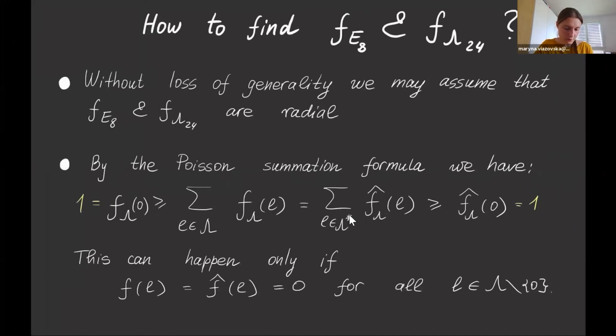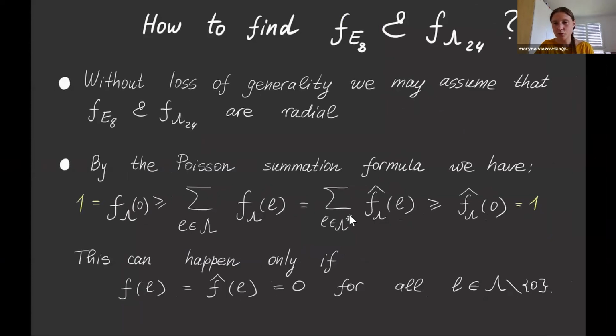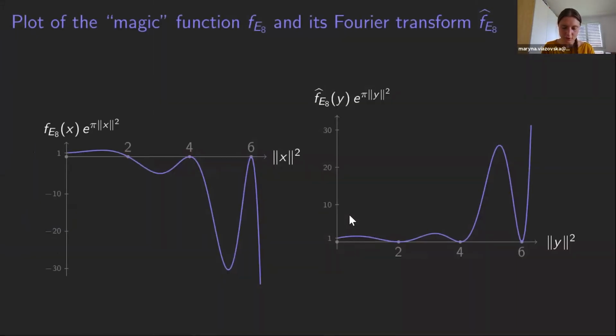And it turns out that this information is actually sufficient to find both functions f_E8 and f_Leech24. So both magic functions can be found just from knowing this vanishing. This is very similar to the situation we had for binary codes and for kissing numbers: we know the set of possible distances, and the set of possible distances guides us and gives us the magic function which solves our optimization problem. Without loss of generality, we may assume that both functions are radial. As you can see on this plot, it's not a function of 8 dimensions, it's only a function of 1 dimension, which is the length of the vector in 8-dimensional space.